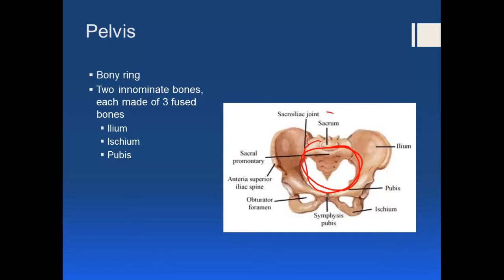The symphysis pubis is here. This is the ischium. This up here is the ilium, or the iliac crest is kind of right there, and that's the bony part that sticks out. So the bones are the ilium, the ischium, and the pubis. The pubis is right in there.